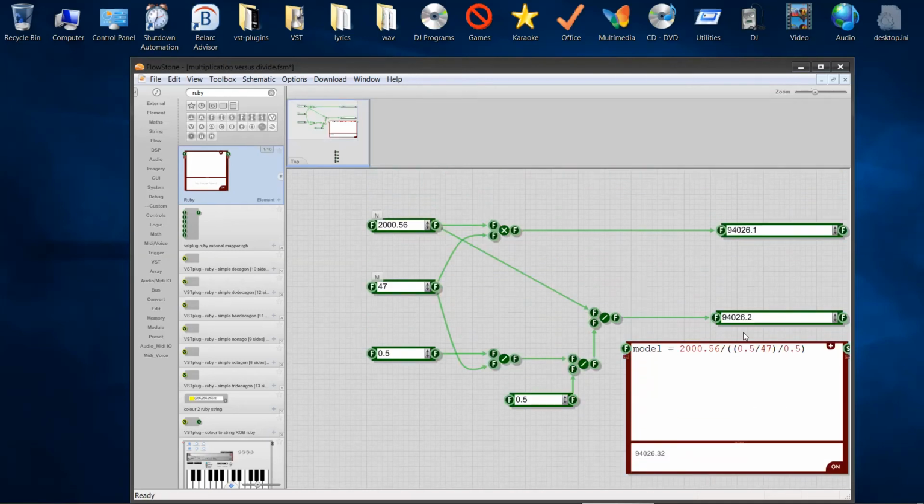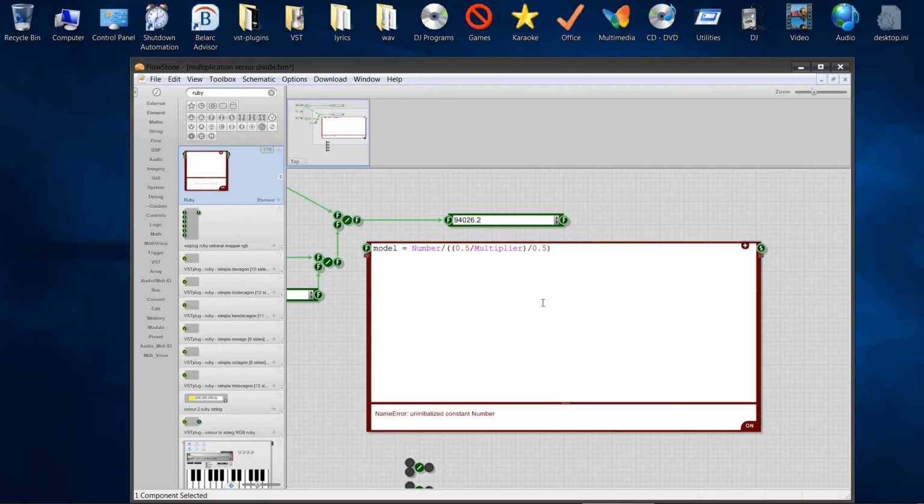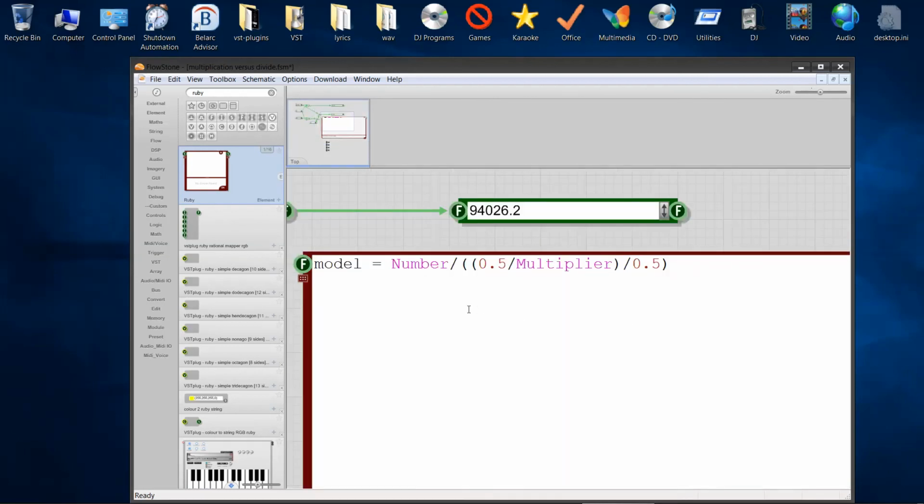So again, how you would do this is: number into multiplier. There you have it. The model equals number into 0.5 into multiplier, and with that divided as a dividend into the divisor 0.5 equals the same result as multiplication, but it will be a far more accurate result.